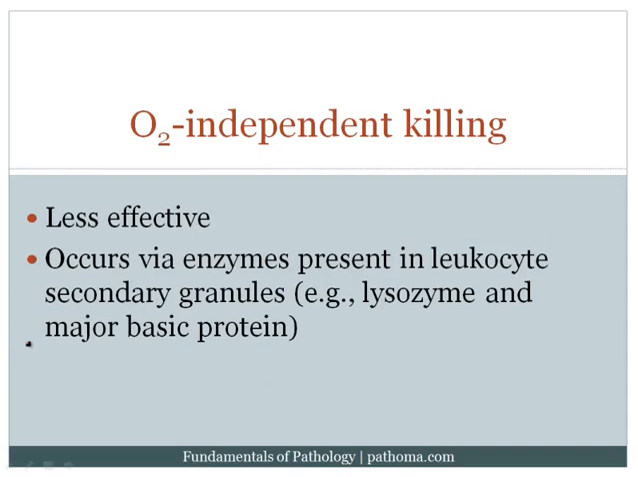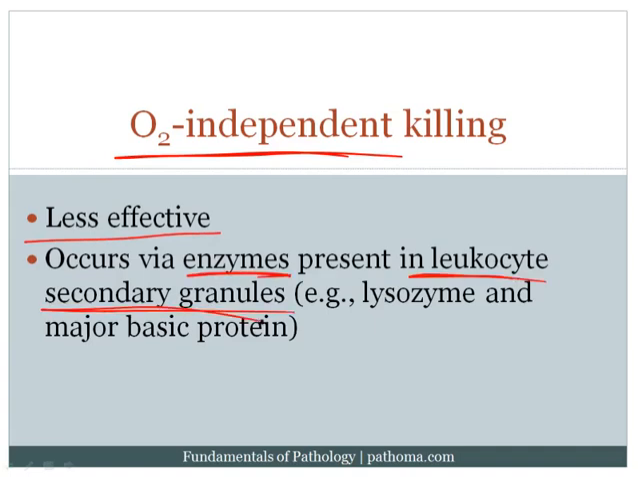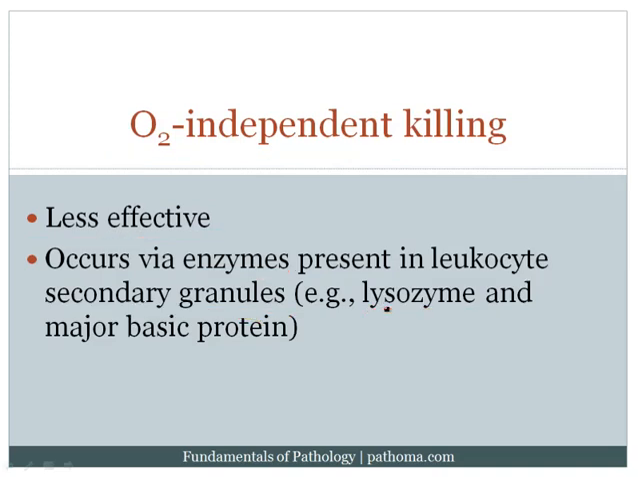Now let's go forward. The second way by which neutrophils can kill is called O2-independent killing. It's less effective, and it occurs via enzymes that are present within the leukocyte, usually within the secondary granules of the leukocyte. So for example, lysozyme is an enzyme that's useful for destroying microbes. Major basic protein is an enzyme present in eosinophils, which is useful for destroying microbes as well. And this is a little less effective than oxygen-dependent killing.